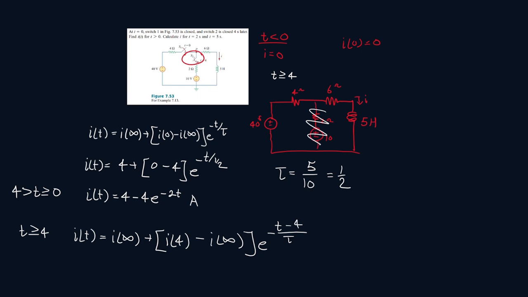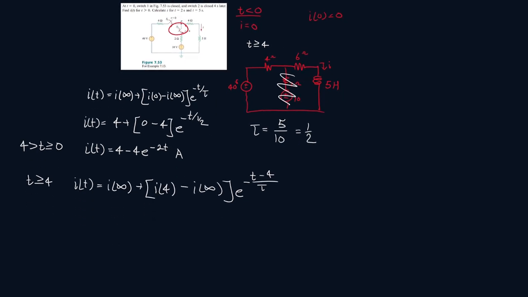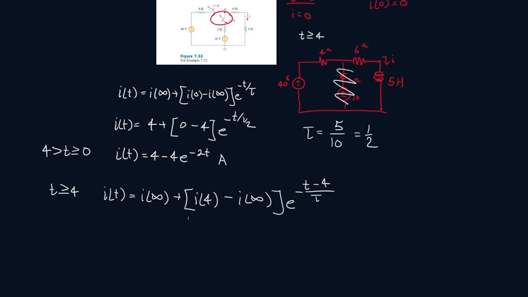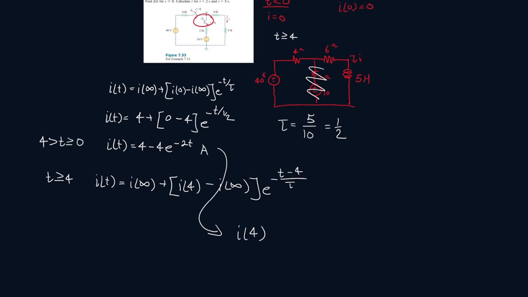So it's not just minus t over the time constant, it's minus t minus 4 over the time constant, because again, we're starting off from our last circuit, so we have to subtract 4 seconds to get it to 0. Okay? So first things first, we have to solve for what I of 4 will be. So how are we going to solve this I of 4? Well, we're going to actually use this equation.